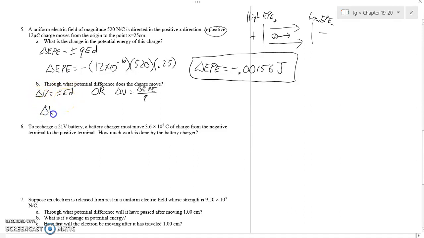Okay, so delta V equals plus or minus ED. Well, we're going from the positive to the negative. So remember, V, electric potential, is always high at the positive and low at the negative. So if we're going positive, negative, we're decreasing our electric potential, or we have a negative change in electric potential. The electric field strength, 520, the distance, 0.25. So here, our potential difference, negative 130 volts.